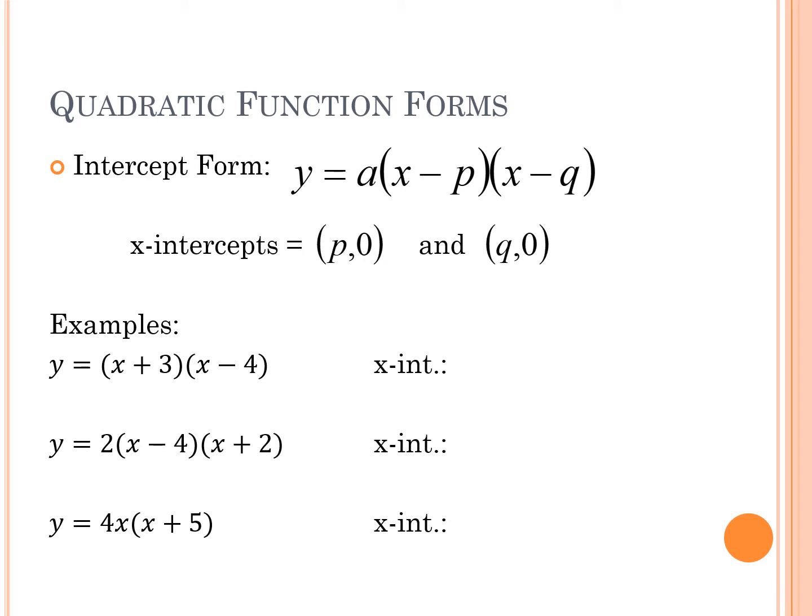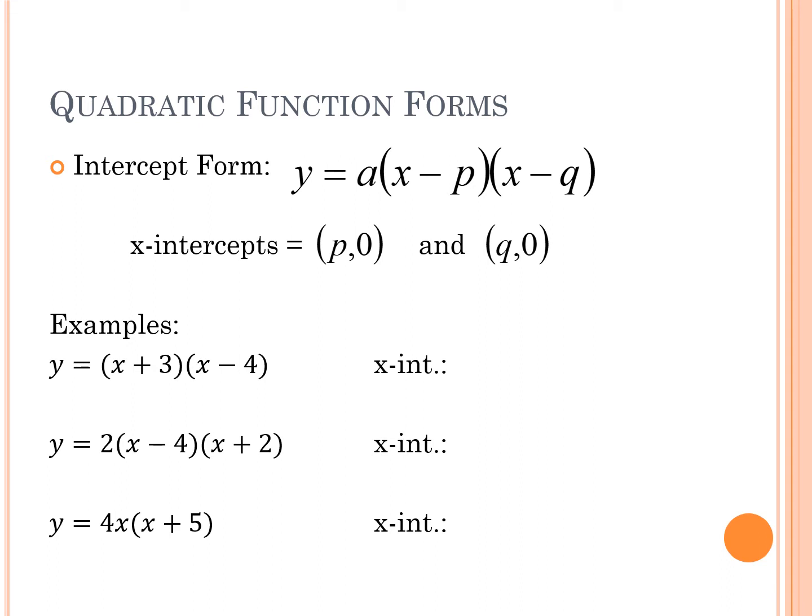So for this one, this is what we call intercept form, and that's a form where basically the x-intercepts are very apparent based on the formula. Again, you notice that you have that minus in the intercept form, meaning that you're going to do the opposite. So it would be the opposite of whatever number's in the parentheses.